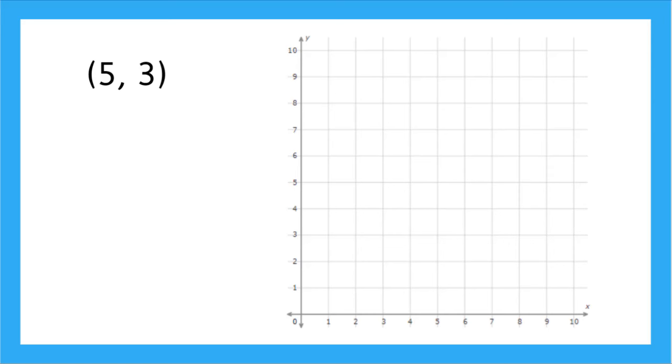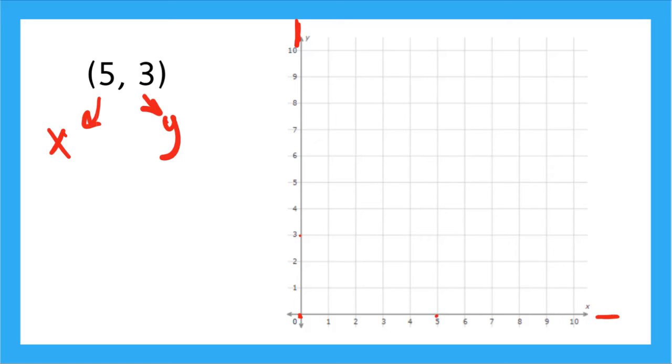So here it looks like we have our ordered pair 5, 3. Remember, this first number here corresponds to our x-axis, and our second number corresponds to our y-axis. We have our x-axis down here and our y-axis up here. To plot the ordered pair 5, 3, we have to find 5 on the x-axis to start. So if I come down to my origin point here, I'm going to move 5 on my x-axis. That's right here. And then I'm going to move 3 on my y-axis. So back at my origin, I go up to 3.